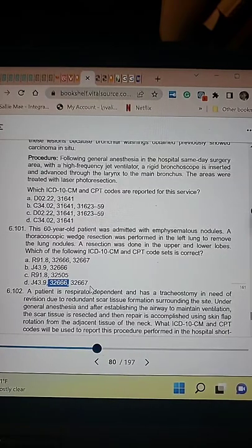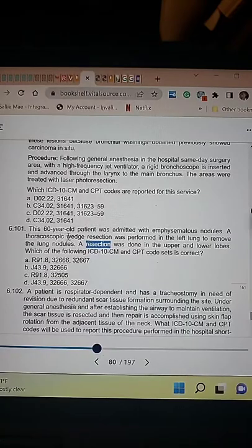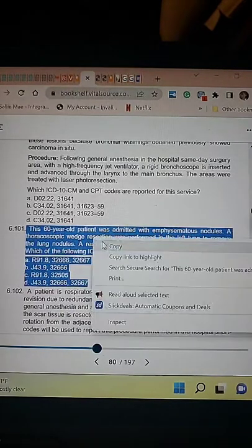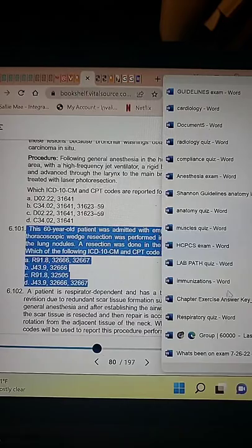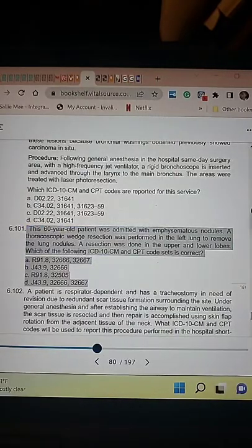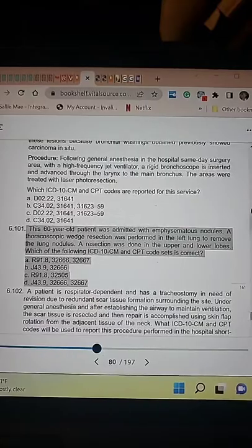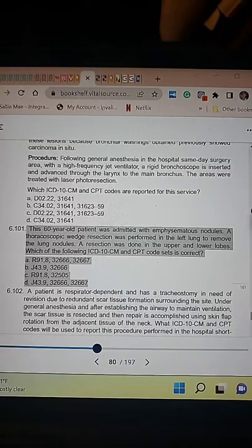Ipsilateral, I-P-S-I, lateral, means same side. And see, we got the word resection in here, and we do have a wedge. So I think we need both. I would pick D. Copy this and put this under respiratory. Where's respiratory? Right there. Respiratory. And let me go find the answer. Let's see. They are saying A is incorrect, so is B, so is C, and D is correct.